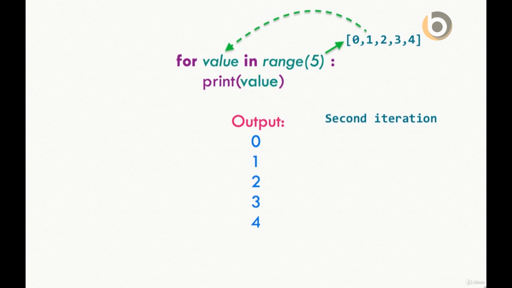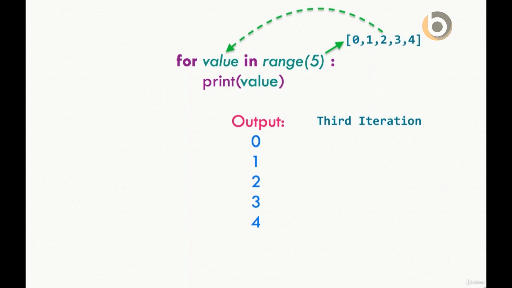Then in the second iteration of the loop, the second value of the list, that is 1, will be inserted in the variable value and it will be printed. Similarly, in the third iteration of the loop, the third value of the list, that is 2, will be inserted in the variable value and it will be printed on screen. This loop will continue for all the values of the list. As we can see in the output, the last value printed is 4, which is the last value of the list we got from the range function.